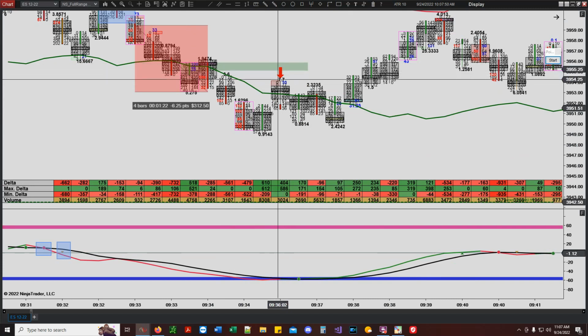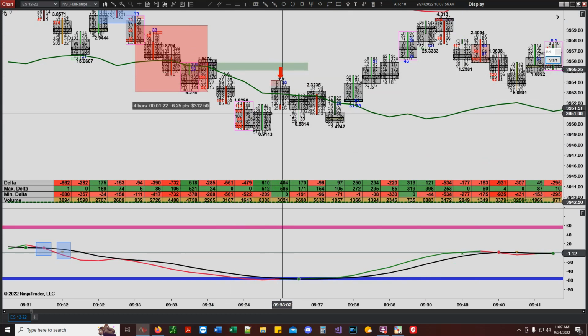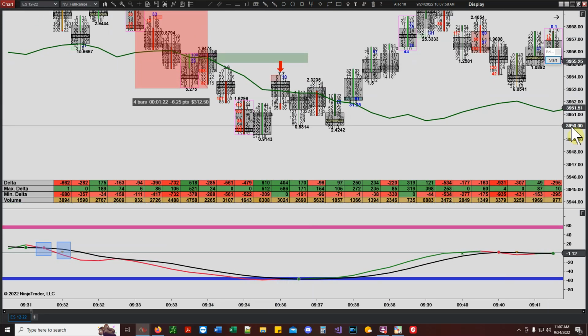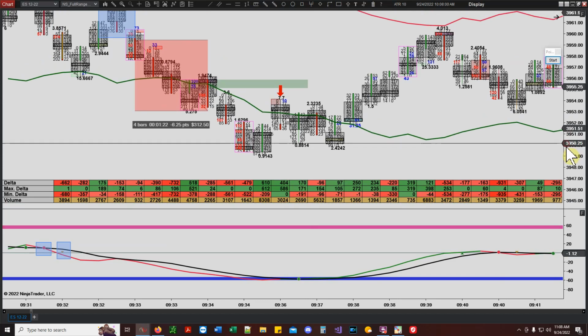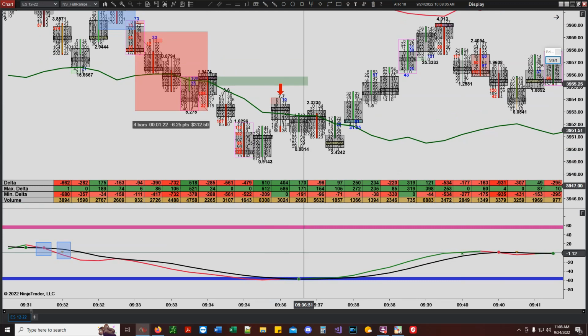Valtos does have a delta divergence signal that pops up. This is not a delta divergence signal, but he does have one that pops up when there's a delta divergence, according to the calculations that he's looking at. Okay, I'll show you some when the delta divergence does pop up.